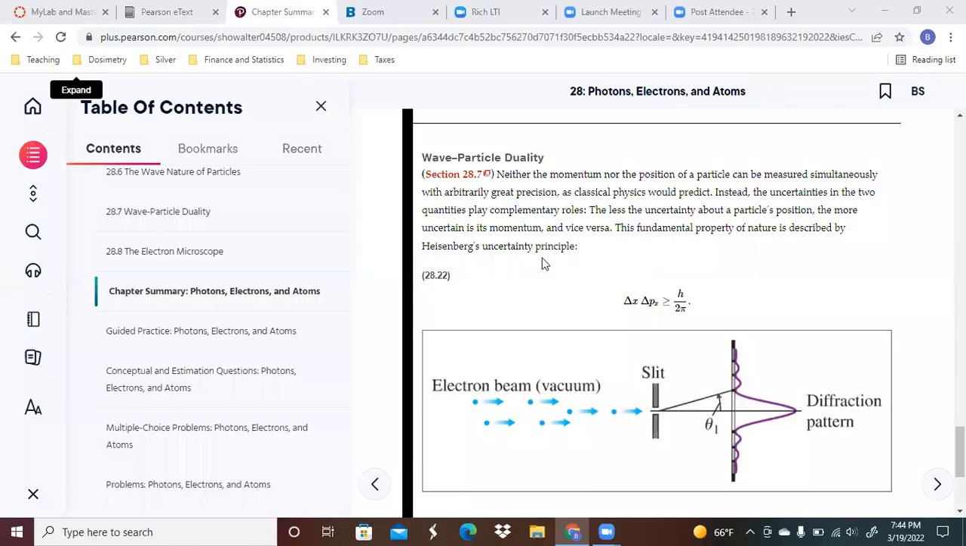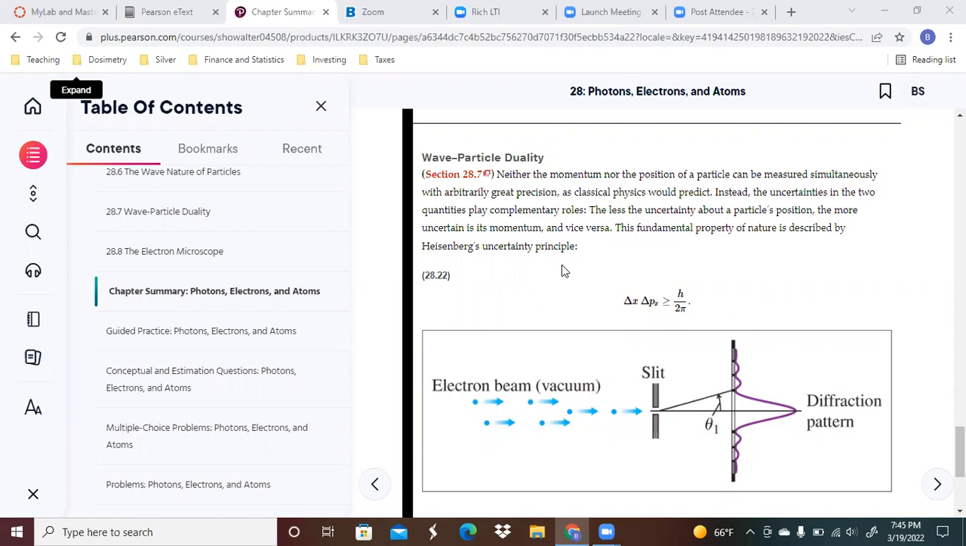This is going to be the lecture over section 28.7. We're going to be looking at wave-particle duality. So neither the momentum nor the position of a particle can be measured simultaneously with arbitrarily great precision, which is something different that we've experienced up to this point.